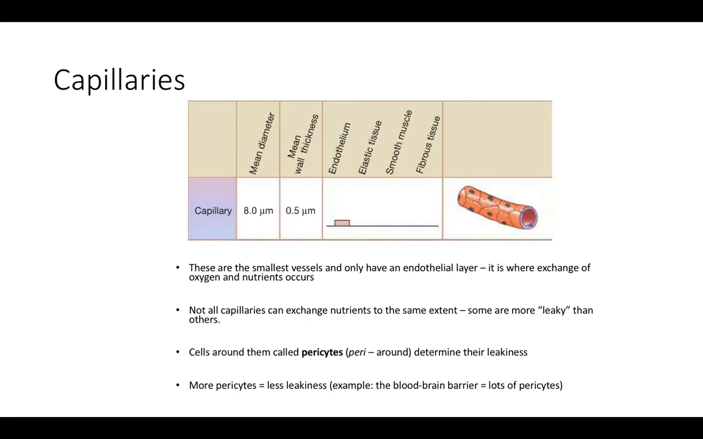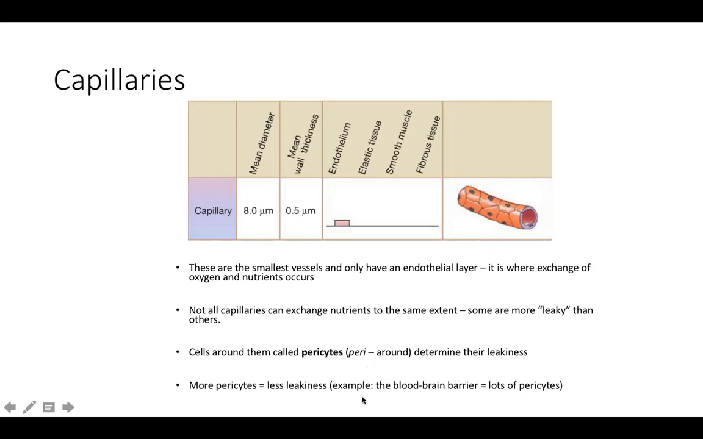Not all capillaries in every part of the body are going to exchange nutrients to the exact same extent. Some capillaries are quite a bit more leaky than others. The determining factor as to whether they are leaky or not is the presence of special cells called pericytes. Peri just means around, so these are cells that are around the capillaries. The more pericytes a capillary has, the less leaky it is.